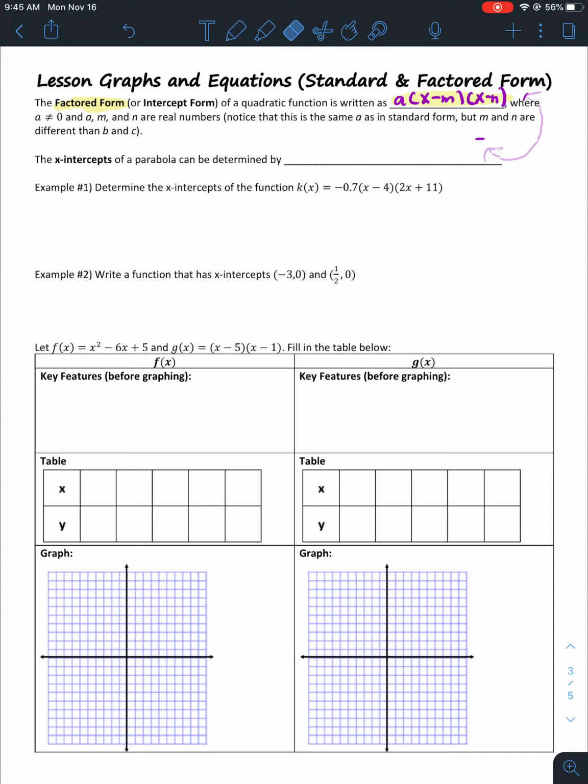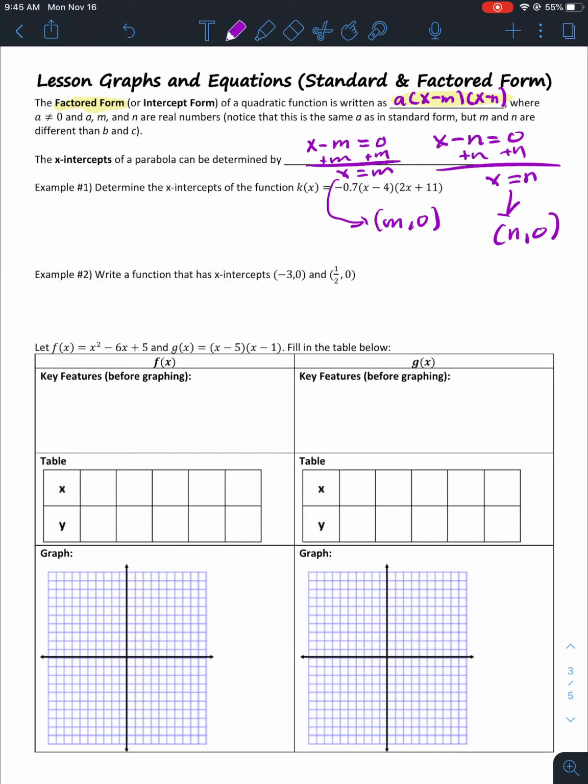So all you do to find the x-intercepts is to take each individual factor. So in this case, I got x minus m. I'm going to set that equal to 0. And then I'm going to take x minus n, and I'm going to set that equal to 0. So you just solve each equation, and it will give you each x-intercept. So I know it's weird here to think about this as m comma 0 and n comma 0, but remember, we're just using variables to make it general, right? These are the general ways to do this problem.